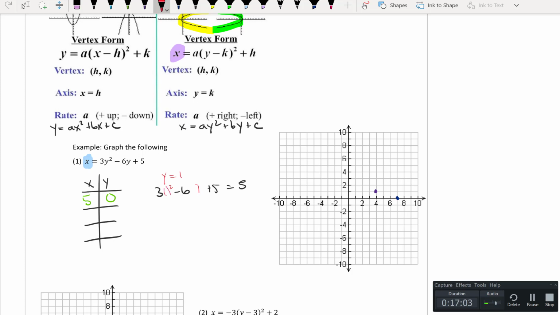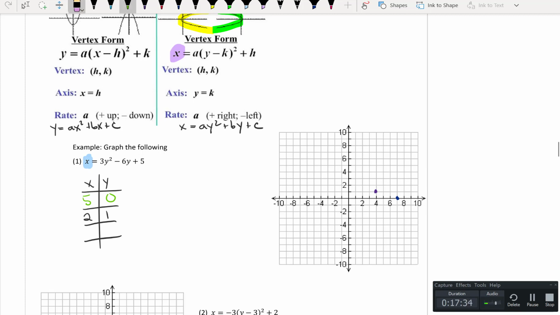So I'm going to have a 1 inside the parentheses. So it'd be 3 times my 1 squared minus 6 times 1 plus 5. And that's going to give me a positive 2. So now I have a 2 comma 1 as my ordered pair. So we're going to just keep plugging in some more values.